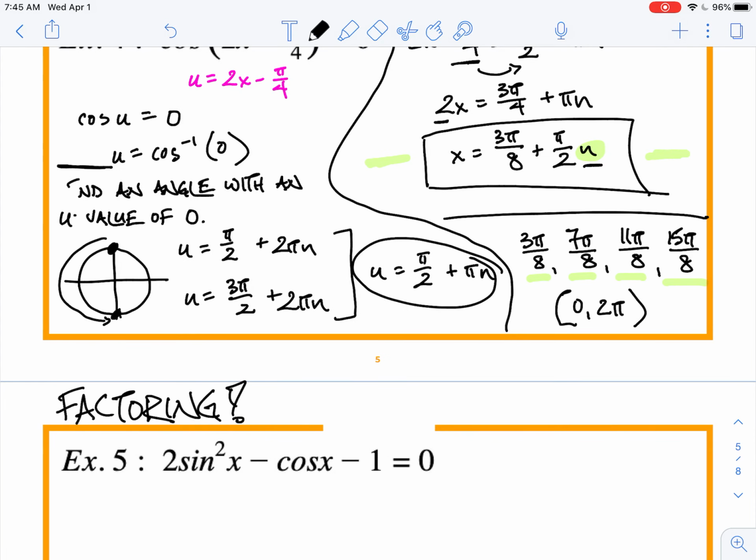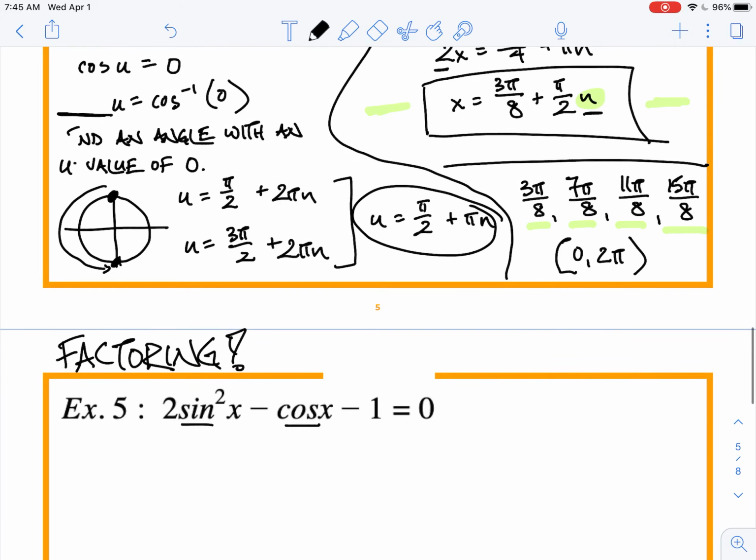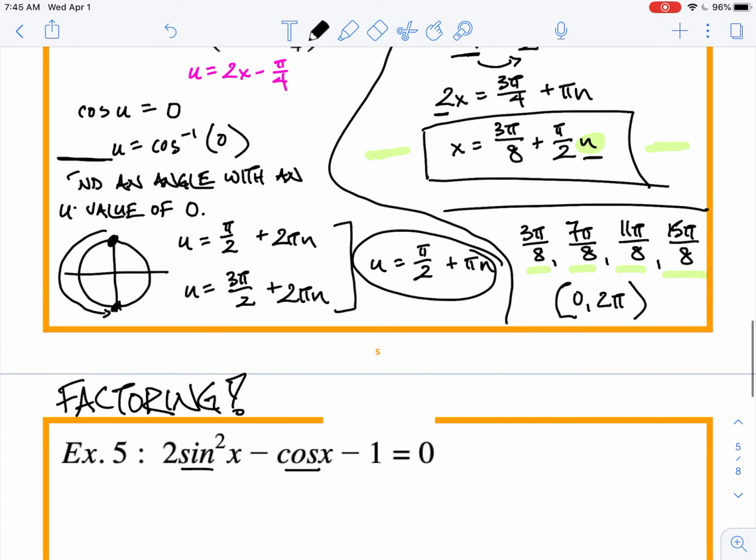Okay, now before we factor though, what we have to do is make sure everything has the same trig function. So I don't want to mix the sines and the cosines. I want everything to be sines, or I want everything to be cosines. But one thing I'm going to remember is that in 6.1 we talked about trig identities, and one of those was this one, sine squared x plus cosine squared x equals 1.